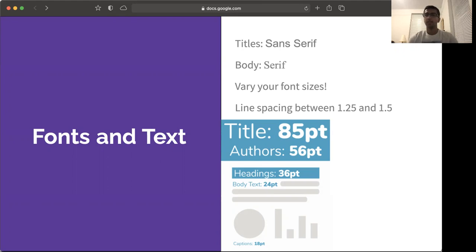And a good line spacing is somewhere between 1.25 and 1.5, just because a single spaced poster is going to be a little hard to read. It's going to look like a wall of text, which is something you don't want. So giving it that line spacing puts some white space between your lines and makes it easier to read.